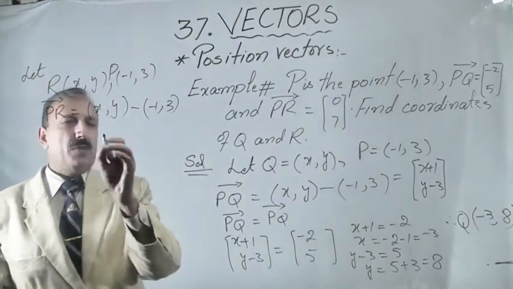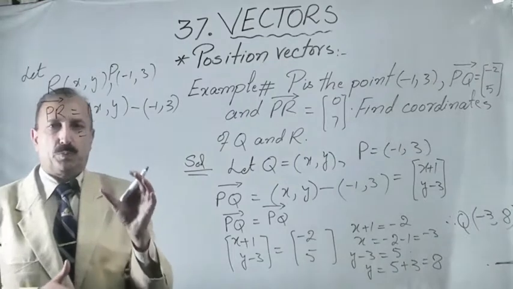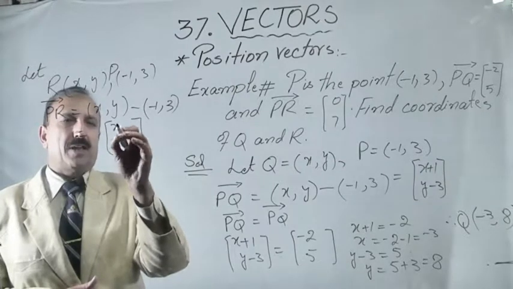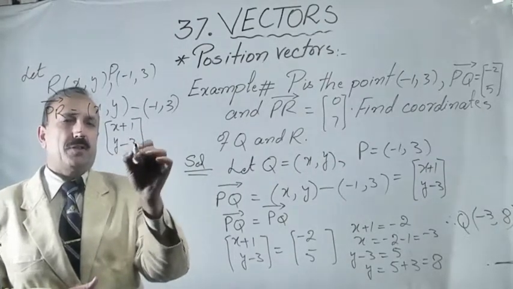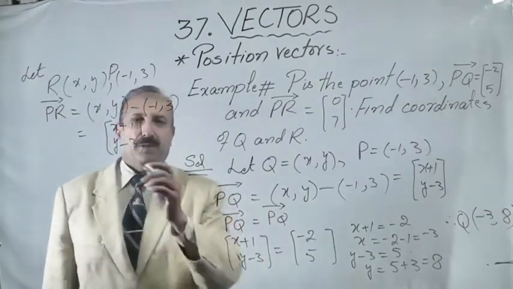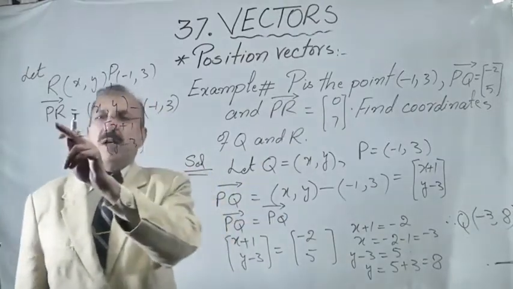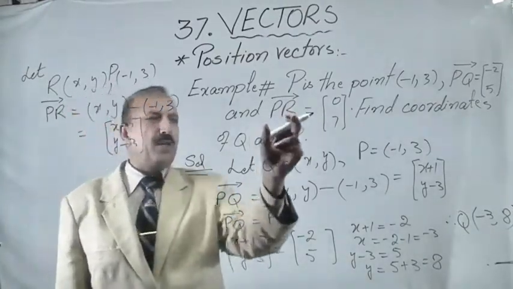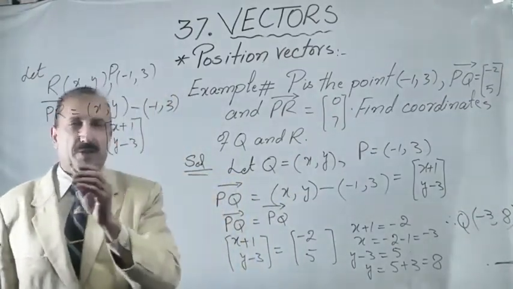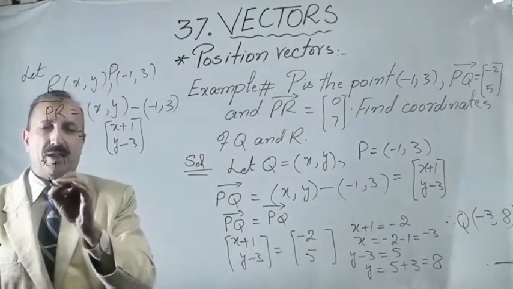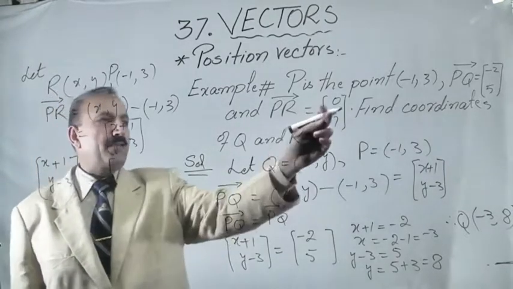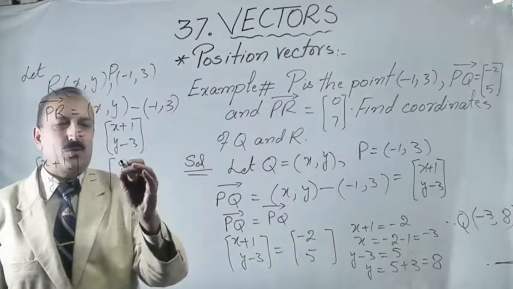Now, when we subtract these two points for the purpose of finding vector, we are supposed to write in the form of column vector. This is x plus 1 and this is y minus 3, in the same way as we got vectors in case of PQ as well. Now, we have found the PR vector with the help of these coordinates, and one PR is already given. We will equate them for finding the values of x and y. Here, x plus 1 and y minus 3, this is PR vector, and this is equal to PR vector which is given in the statement, and this is 0 and 7.